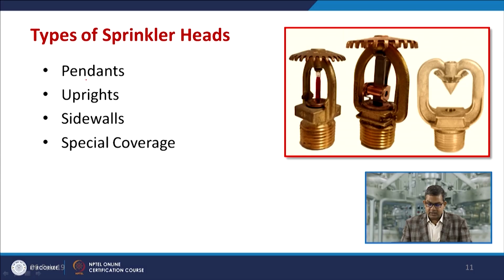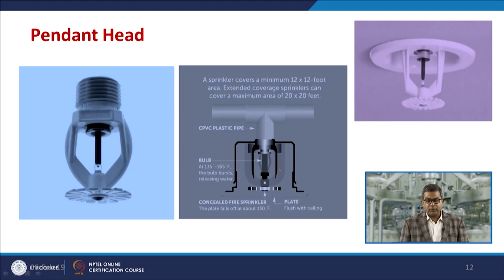Now there are various types of sprinkler heads, as you can see in the figure: the pendant type, the upright type, the sidewall type, and there are certain special coverage types of sprinklers. So we will take up one by one. Now this is the pendant head, and they are usually roof mounted. Here the roof is there, so they are roof mounted.